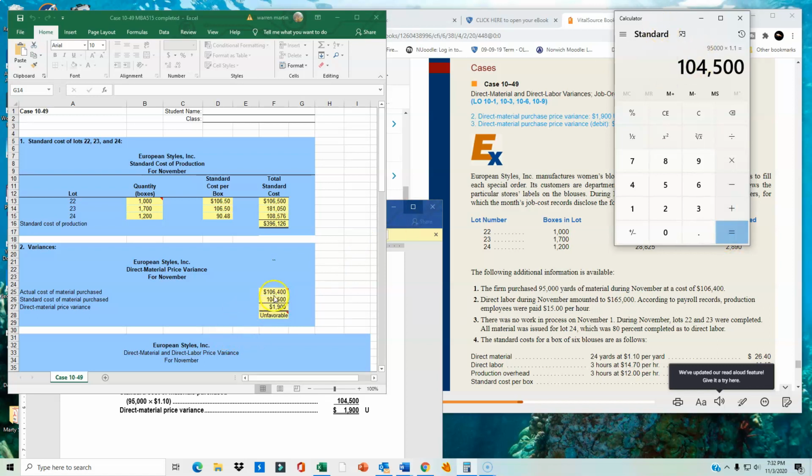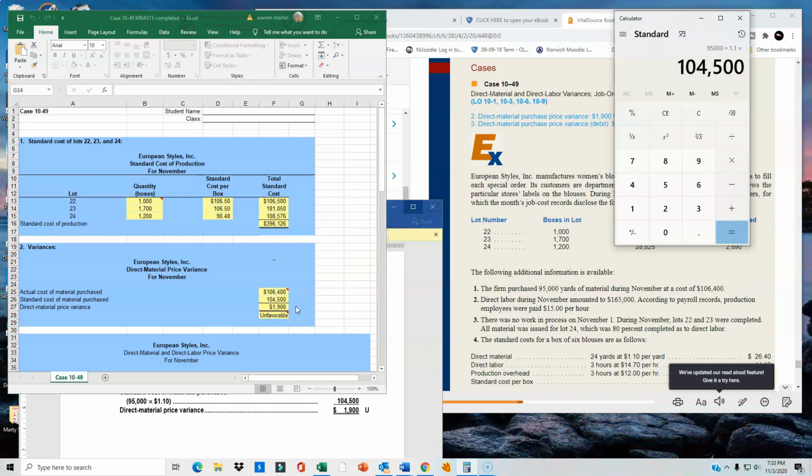And then the difference between the two, the variance. Variance is just the difference between what you spent and what you were supposed to spend, like when you're looking at a budget. So in this case, it's 1,900. That's a positive number when we're talking about budgets or actual expenses. That means that we overspent by 1,900. So that's not good. That's unfavorable.